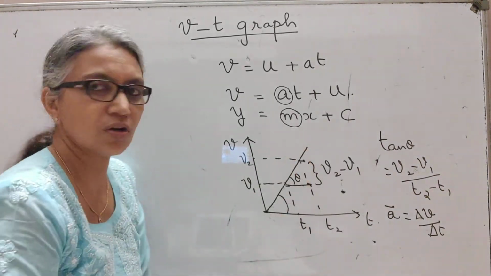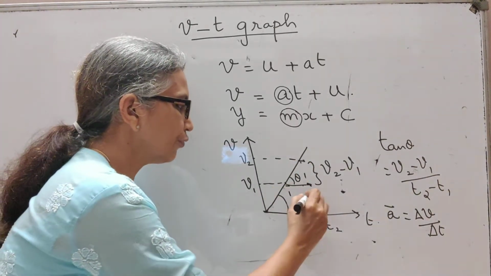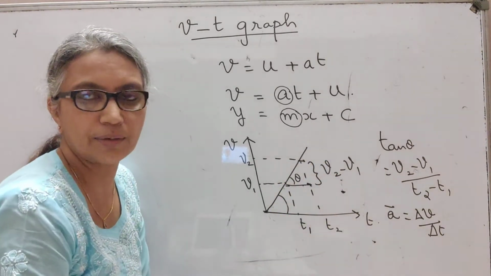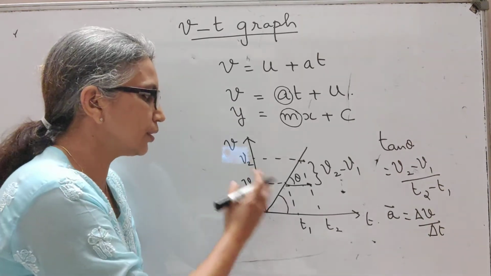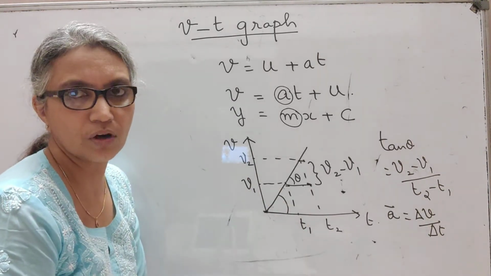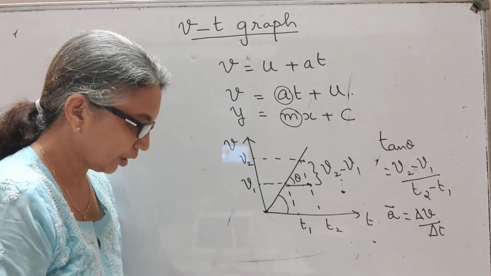Now, because this has constant acceleration, at every point you will see theta is the same and the slope of the line will be the same. That means this represents a body moving with constant acceleration.